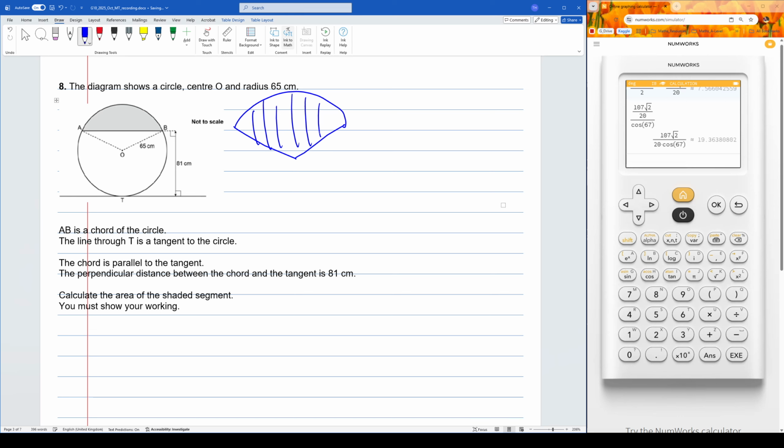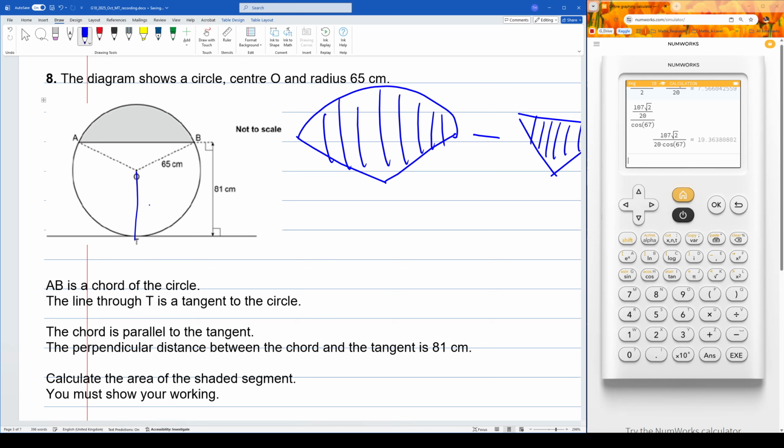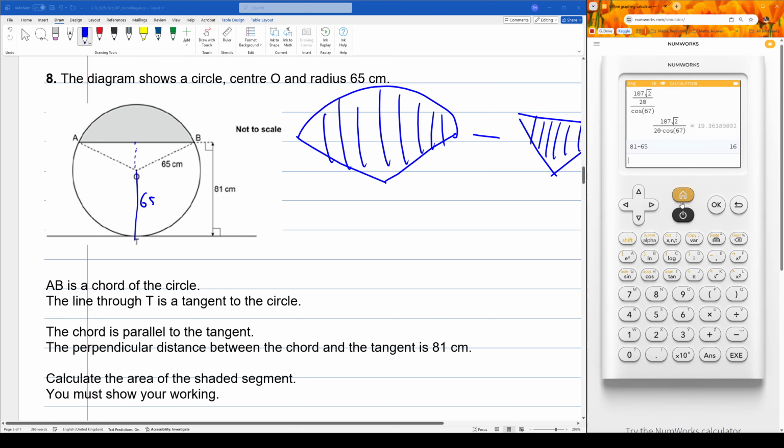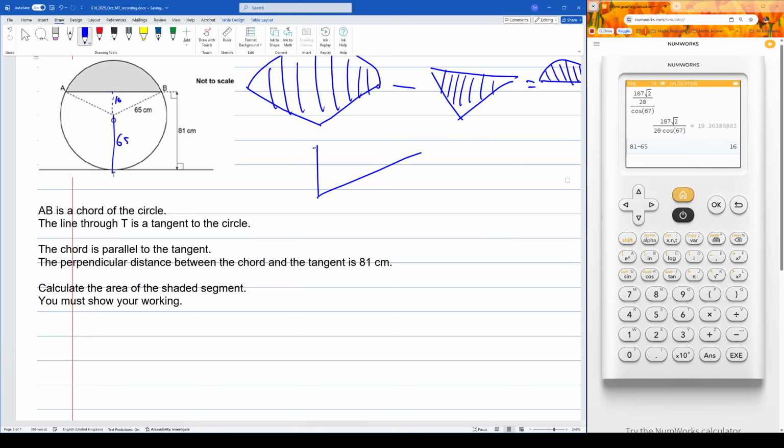If I can get the area of this sector, and I can get the area of this triangle, and I subtract them from each other, then I have the area of this segment. Nice and easy. So I put all that together. That is 65, whoops, sorry, 81 minus 65. That bit is 16. Now, that forms a right angle triangle there. Let's give that a middle point, M. You might have given it a different middle point. I saw people calling it H, D, C. Doesn't matter.